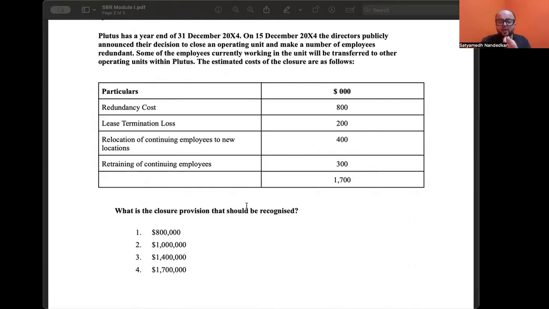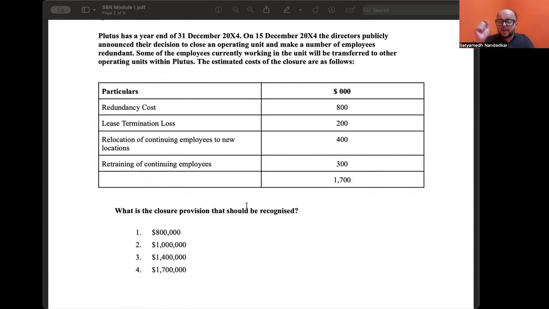But relocation of continuing employees to new locations, see, that can happen regardless. And retraining of continuing employees, while I can understand that retraining might happen because of the closure of a particular division, retraining and relocation is something that does happen even without the reconstruction. Employees can be transferred, or usually are transferred, even when there is no closure of a particular line of business. And retraining is something which all organizations always have to continuously keep on doing. So the last two costs are not to be considered while calculating the closure provision.